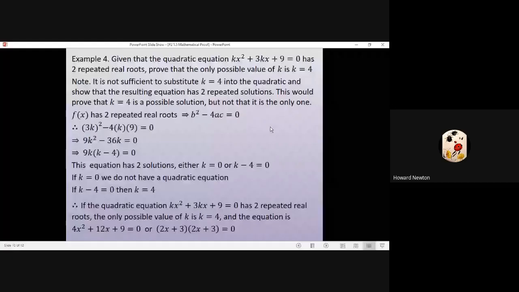So if I substitute k equals 4 into the quadratic, I get 4x squared plus 12x plus 9 equals 0. And that does factorize into two identical brackets, 2x plus 3 times 2x plus 3. And I get the repeated solution, or repeated root, of minus 3 divided by 2.